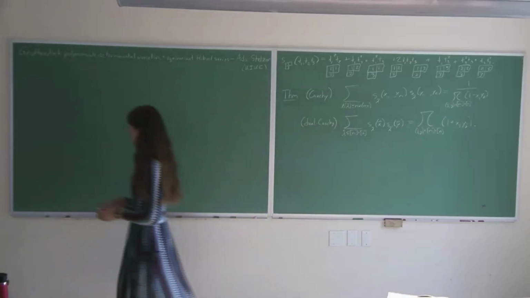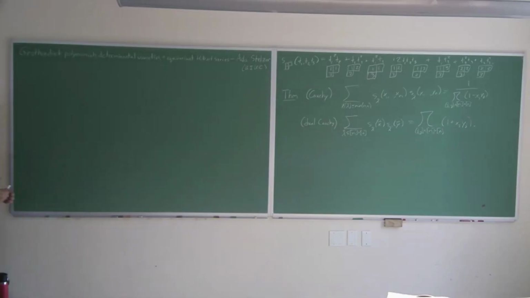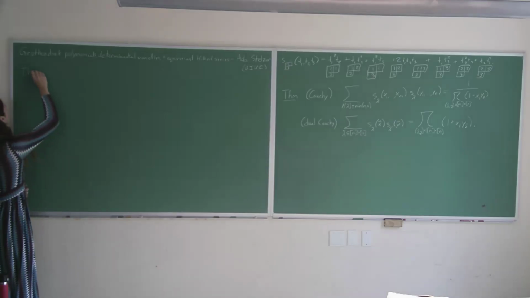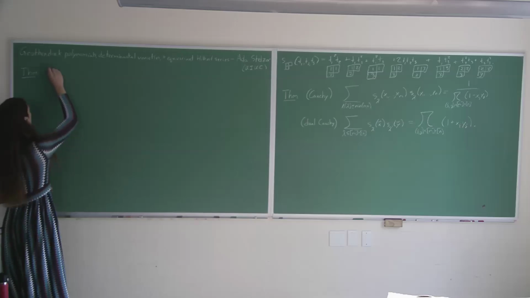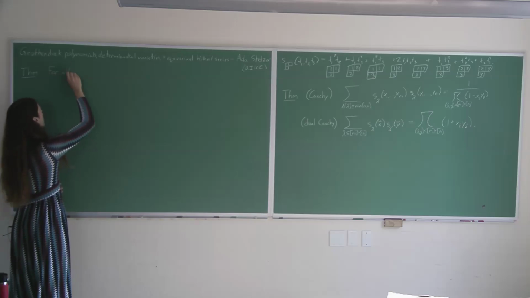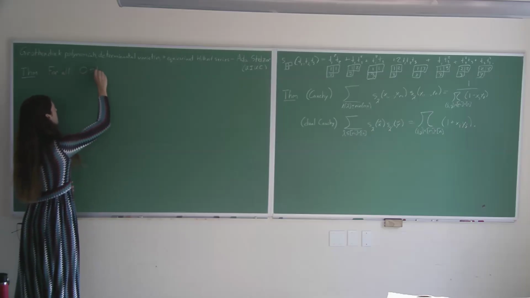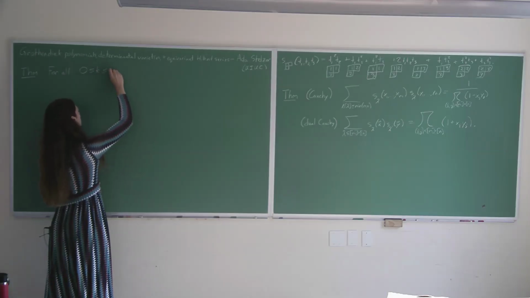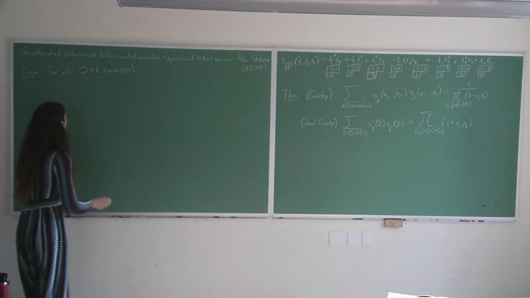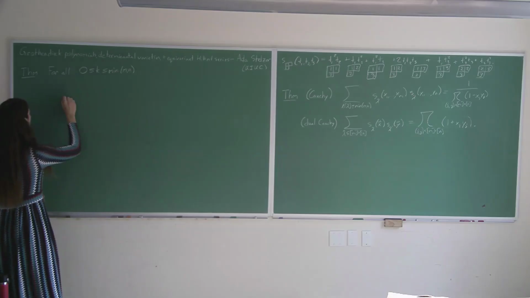Okay, so what I really want to talk about today is a common generalization of these two identities, which I think is very beautiful. Let's get it written down here. So for all k between 0 and the minimum of m and n, we have this identity.